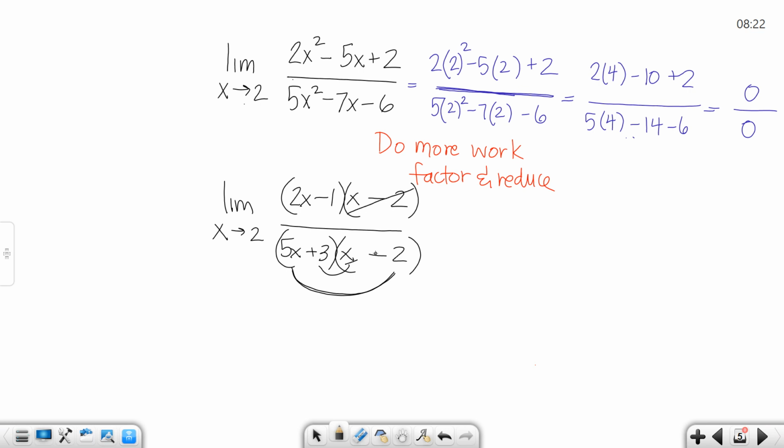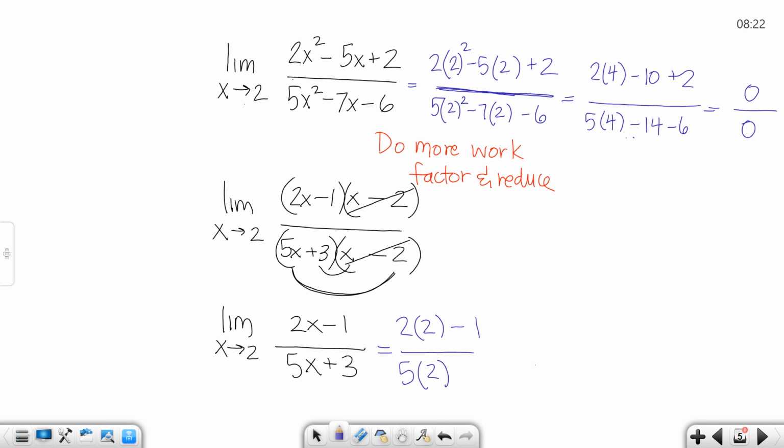Now, my x minus 2's cross out. And so that leaves me with the limit as x goes to 2 of 2x minus 1 over 5x plus 3. Now all I have to do at this point is plug in the 2. So this would be 2 times 2 minus 1, over 5 times 2 plus 3. So 4 minus 1 would be 3, and 10 plus 3 would be 13. So your answer is 3 over 13. And that's how it would look.